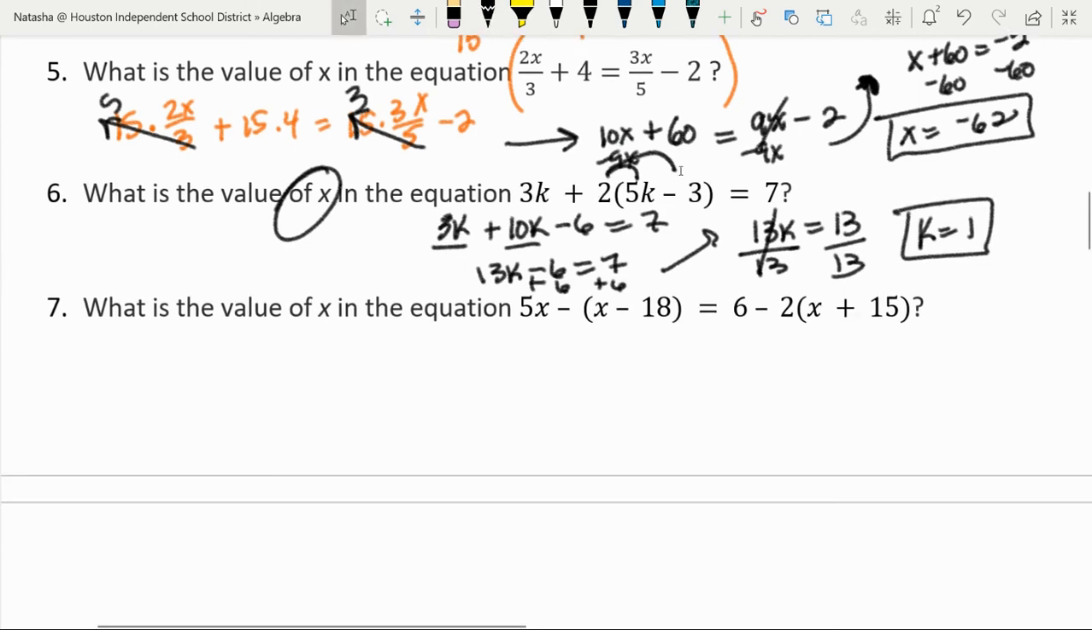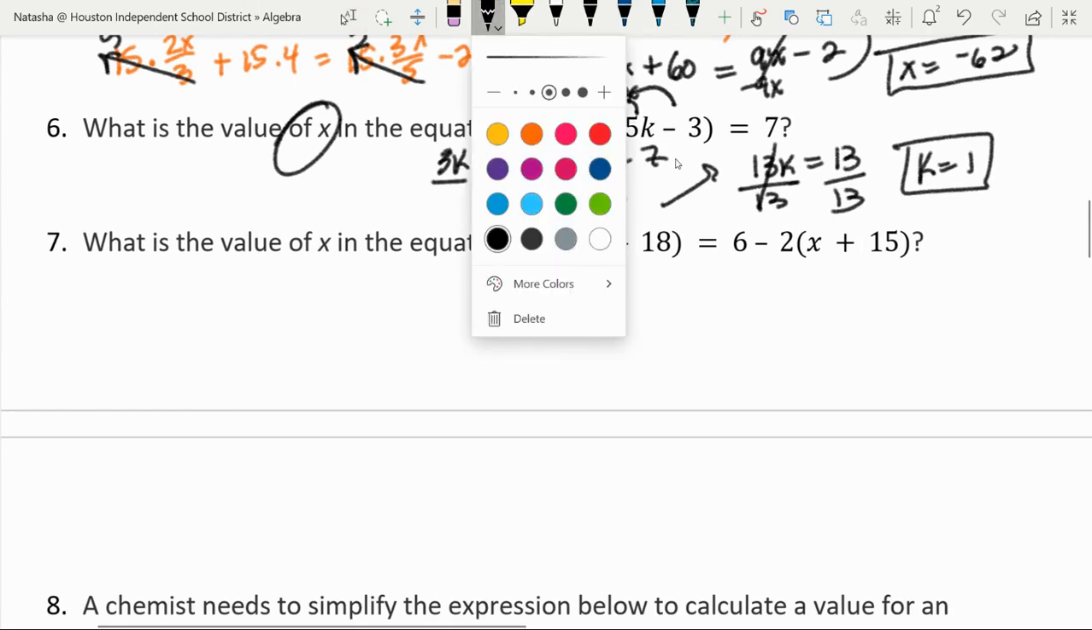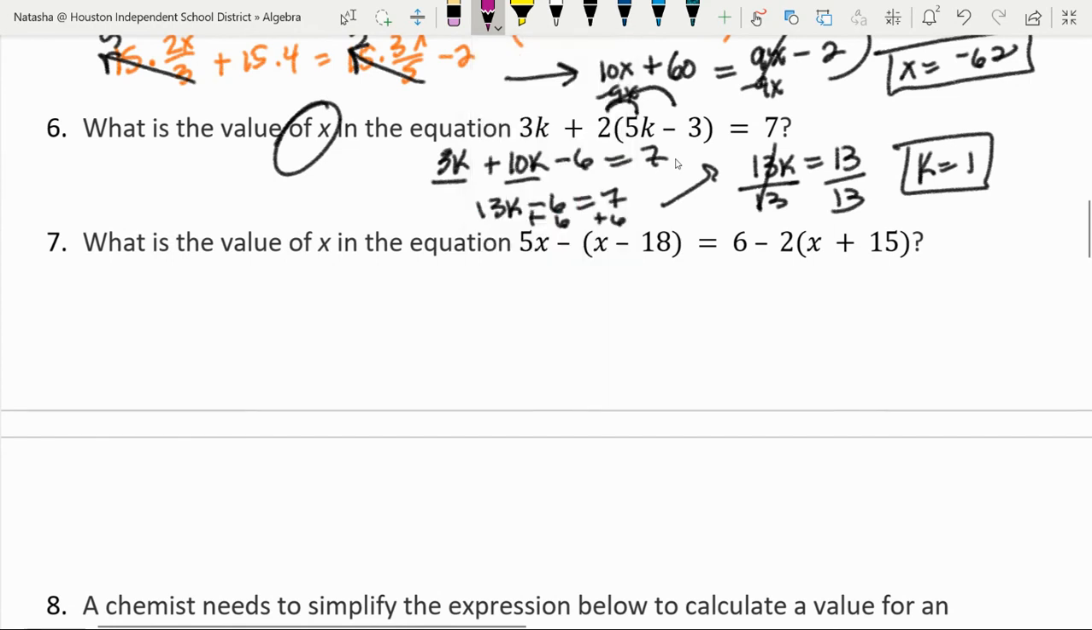Number 7, same thing. We're making sure we distribute. Here's the big thing I want you to pay attention to. That little negative there needs to be distributed to every term. So this is going to become 5x minus x plus 18. Then that's going to be equal to 6. We're going to do the same thing to this negative 2. So this becomes minus 2x. And then minus 2 times 15, which is 30, so minus 30.